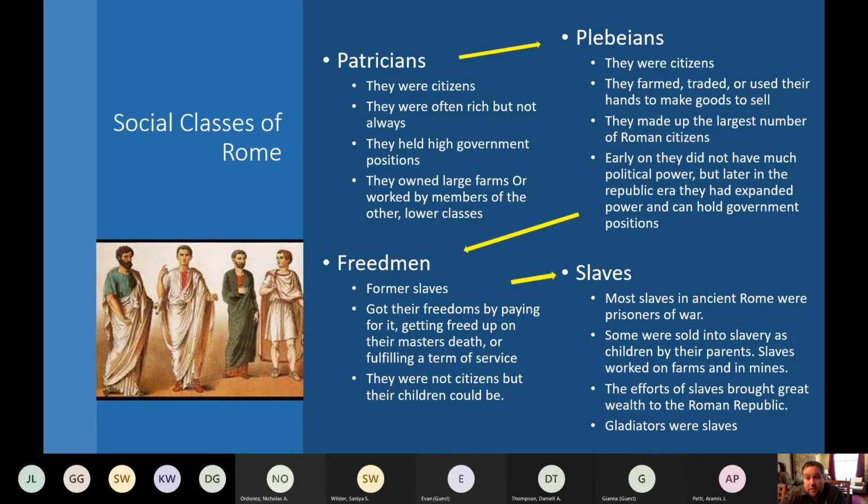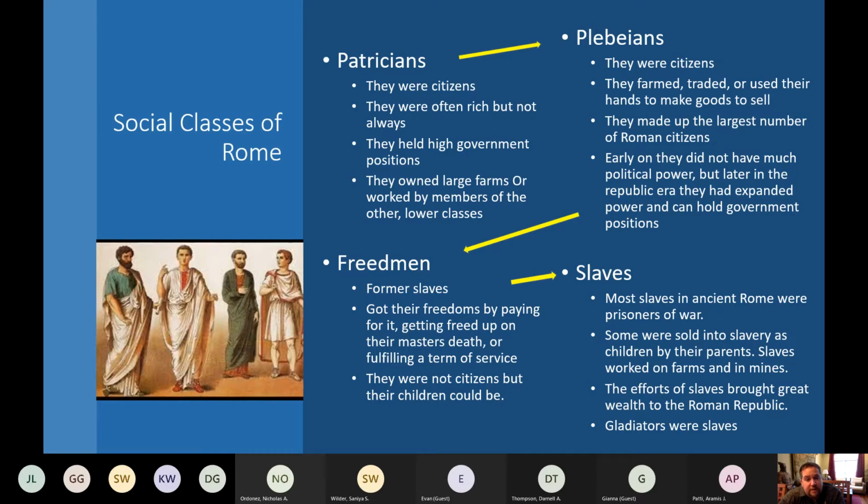They're not the wealthy ones. They were made up of the largest number of Roman citizens. More people fell in this class than in the patricians. Early on, they did not have much political power, but later in the Republic era, they expanded their power and could even hold some government positions.